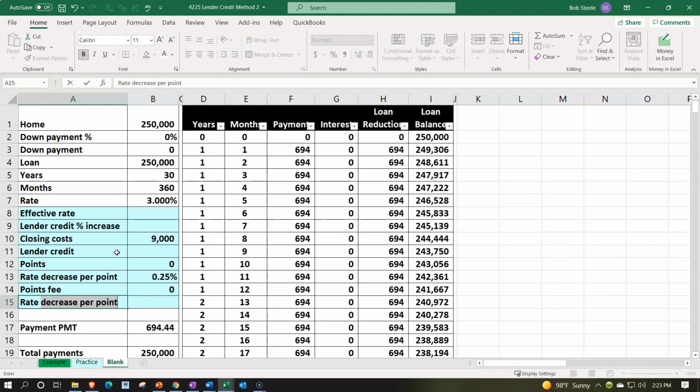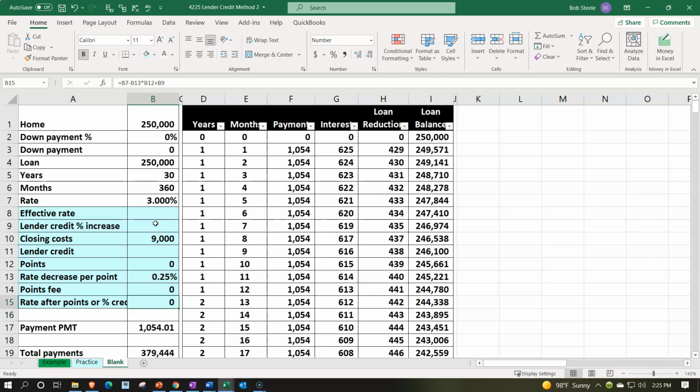And then the rate after points or percent credit. So this would be the original rate that we had up top. If we had points, it would be minus the points, which would be the 0.25 per point times the number of points that we have. And then we're going to add to it plus the lender increase if we had an increase in the rate, which we're not going to calculate on this one yet. So that's going to be there. And we're going to make that a percent number group, percent, add a few decimals. So we're still at the 3%. That's going to be our starting point.